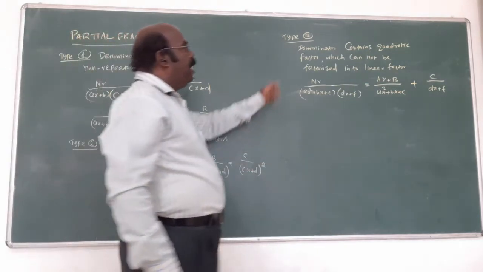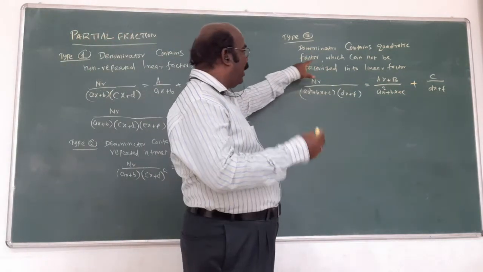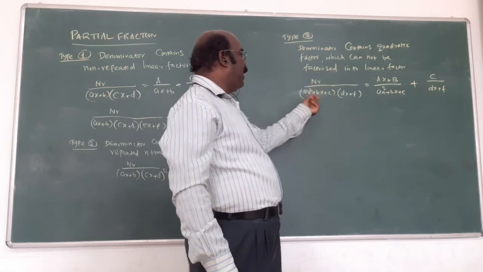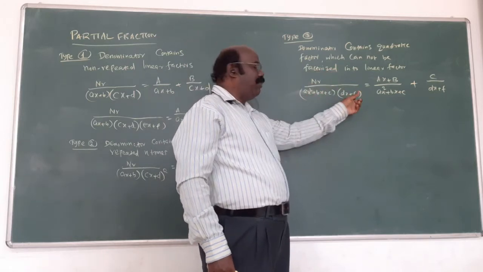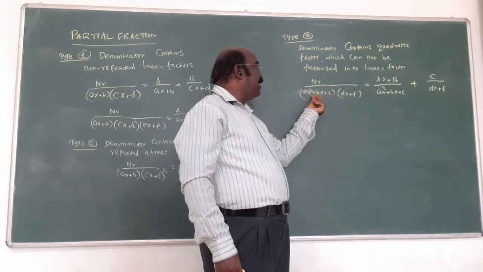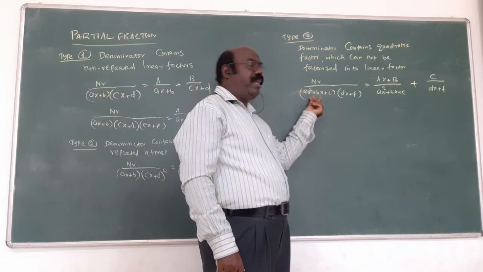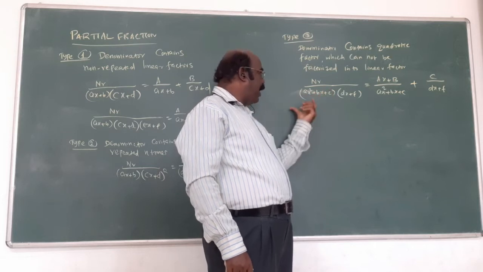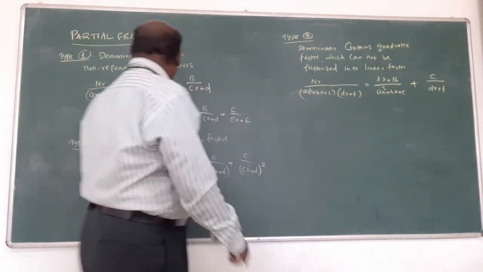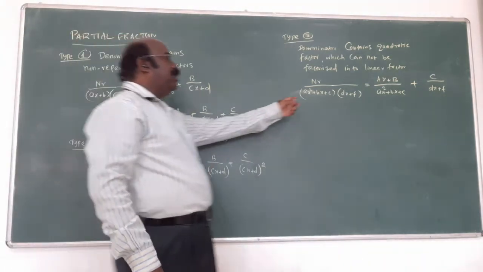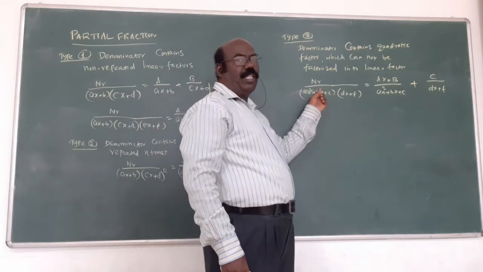Third model: the denominator contains a quadratic factor which cannot be factorized into linear factors. The denominator is a quadratic equation, not a linear factor. So the quadratic is not in factorized form. That's very important. If it is factorizable, the quadratic converts to two factors, and we use three factors in the same way. It's all linear factors. But here it is a quadratic equation, so it is not possible to factorize.